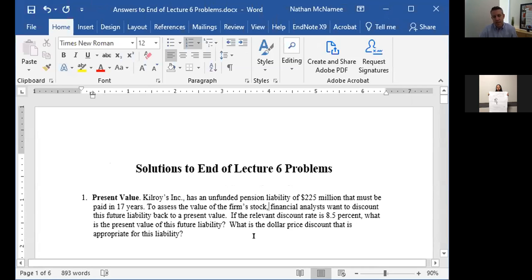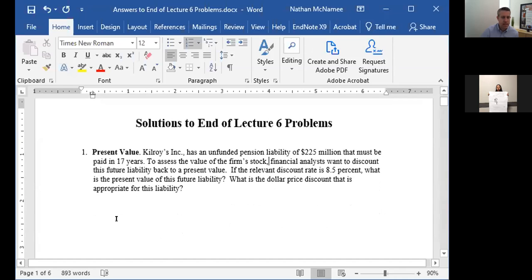Okay, so what it's saying is this company has to pay some of its employees in 17 years. It needs to have $225 million ready to pay out in pension to its employees. So we already know that that's the amount that we need in the future, the future value of 225. To assess the value of the firm's stock, financial analysts want to discount this future liability back to the present. So somebody's trying to see what this liability is worth today. If the relevant discount rate is 8.5%, what is the present value of this future liability?